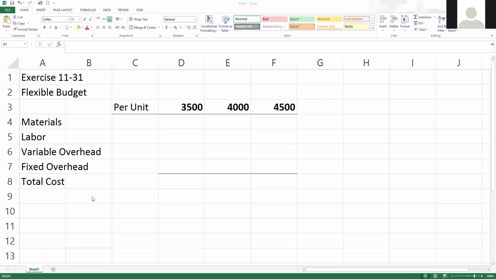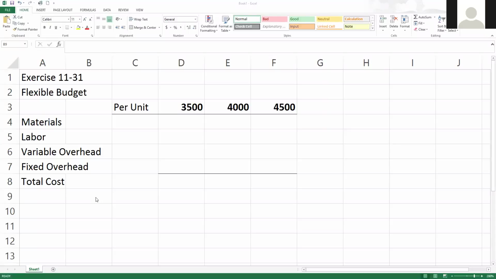Okay, this lecture is going to talk to you about chapter 11. Again, we're not doing the whole chapter. We're going to focus primarily on flexible budgets. Just like the prior chapters, we've spent a lot of time talking about budgeting.